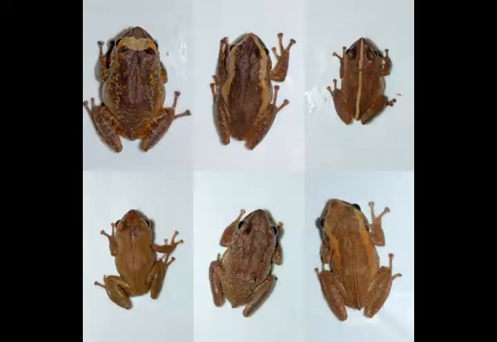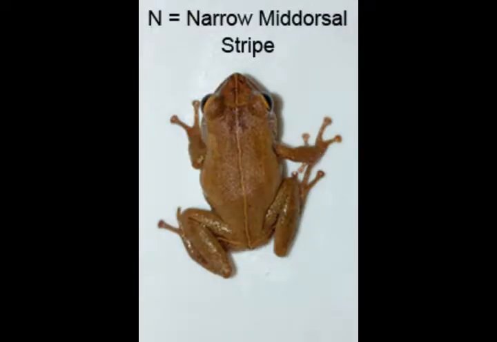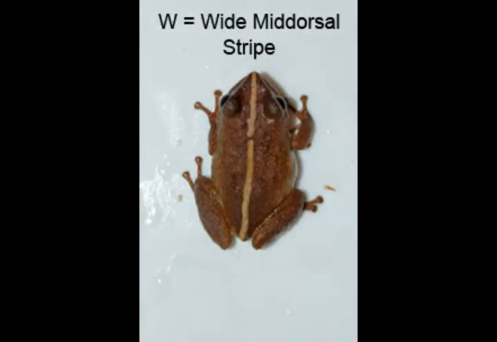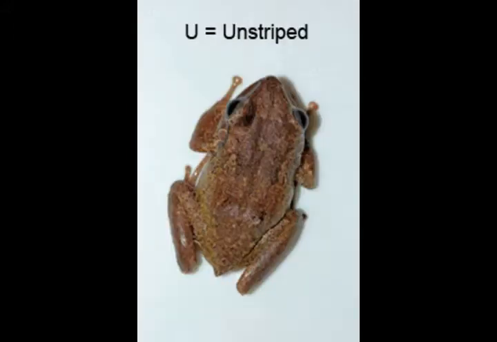O'Neill and Beard categorized the coqui frog polymorphism as follows: interocular bar, or B, narrow mid-dorsal stripe, or N, wide mid-dorsal stripe, or W, dorsolateral stripes, or L, and unstriped, or U.